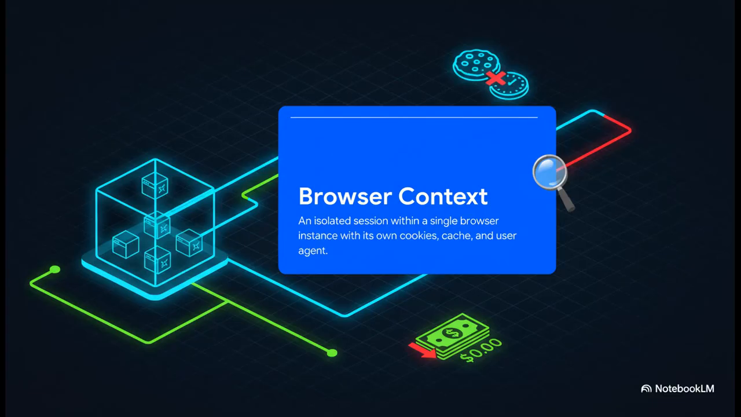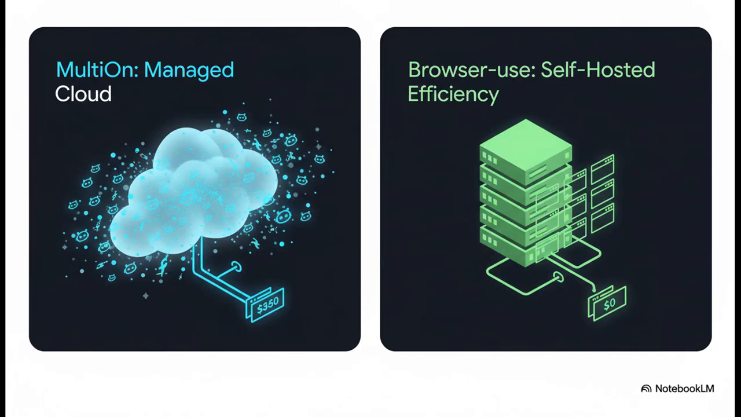Okay, before we get into scaling, we have to talk about this term, browser context. The easiest way to think about it is like an incognito window in your browser, but for a robot. It's a totally separate, isolated session. Each one has its own cookies, its own history, its own identity. And this is super important for running a bunch of tasks at the same time without them tripping over each other. So, keeping that browser context idea in mind, let's talk about scaling up.